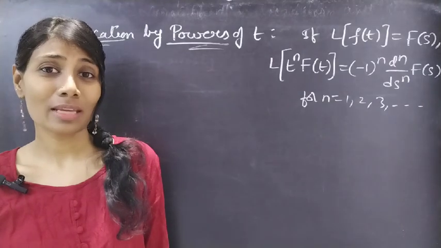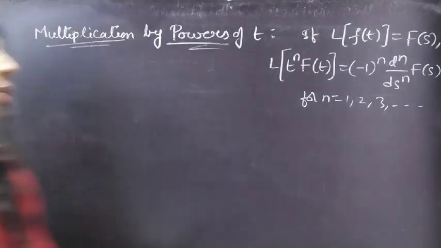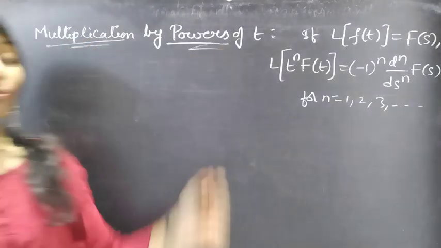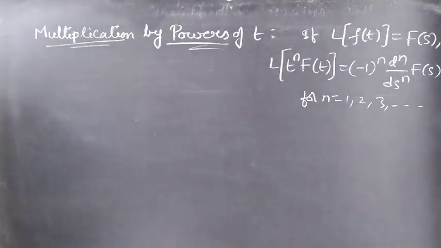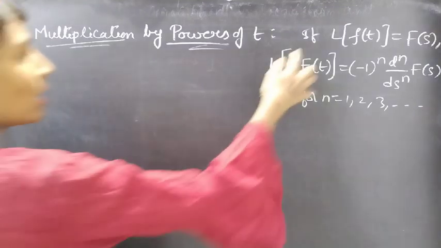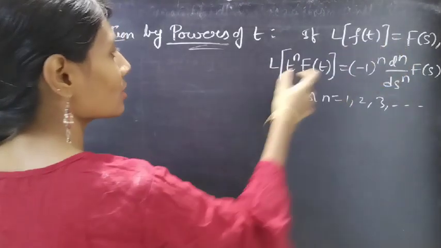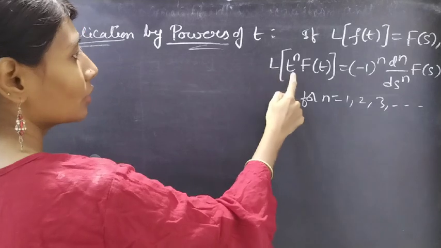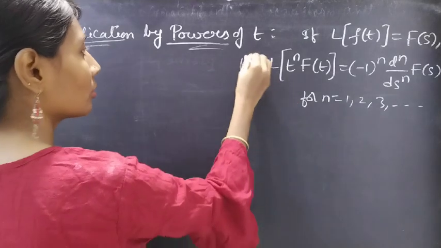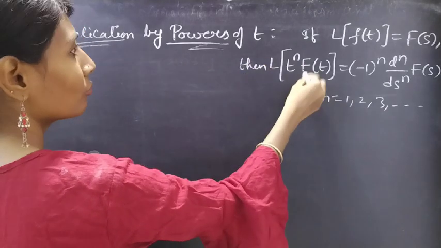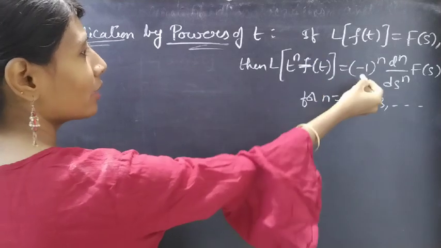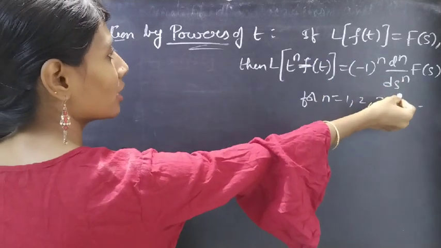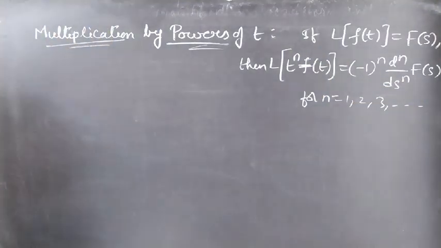In this video, we are going to see an important theorem, multiplication by powers of t from Laplace transform. So let's get going. The theorem statement says that if L of f of t equal to F of s, then L of t power n f of t equal to minus 1 power n into d power n by ds power n into F of s, for n equal to 1, 2, 3 and so on.